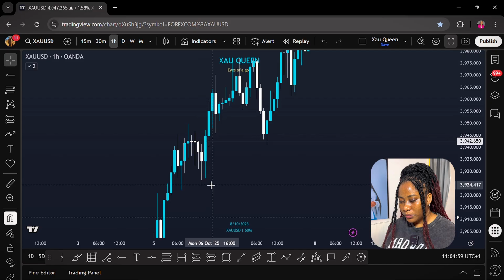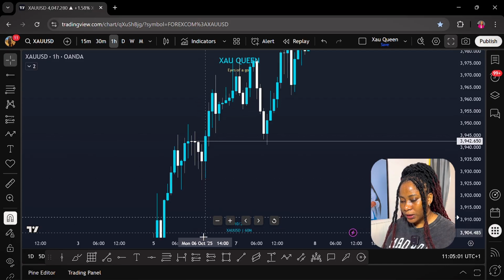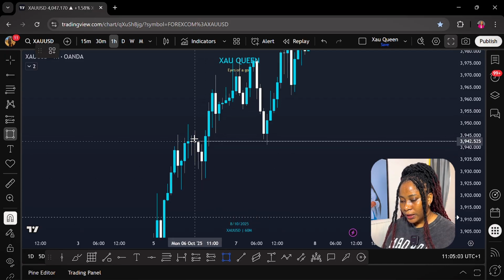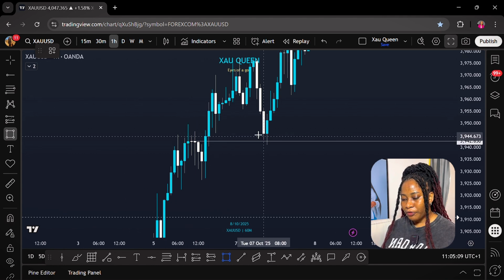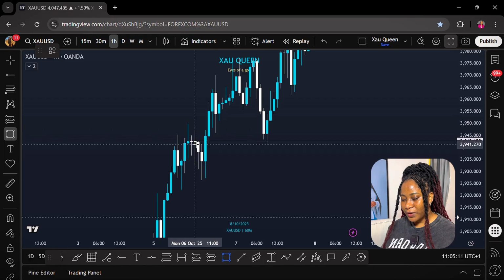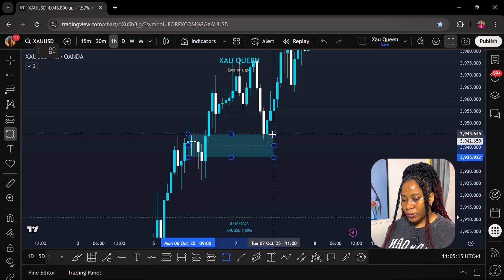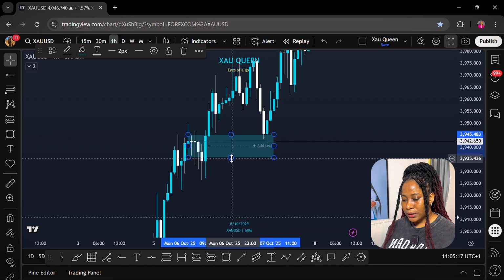This was a mitigation block. I didn't take out this low. So this was a mitigation block right here. If you don't know what a mitigation block is, just say this was a resistance zone that price broke out from, never retested, and then finally it came back to retest it.